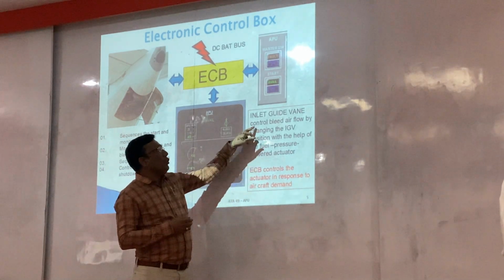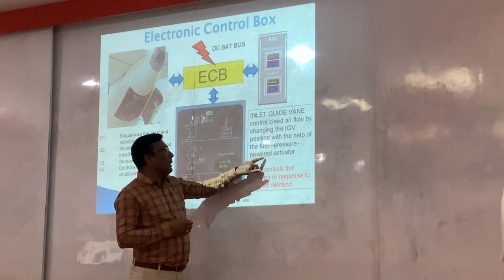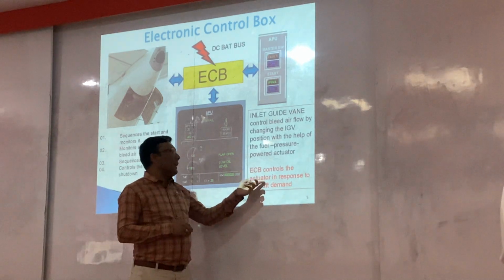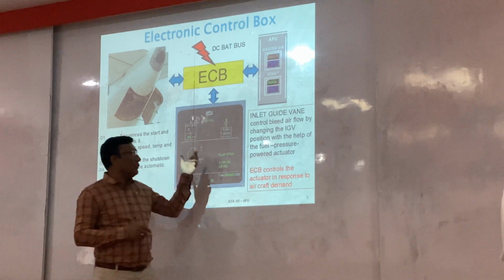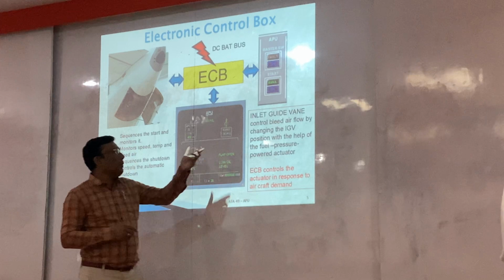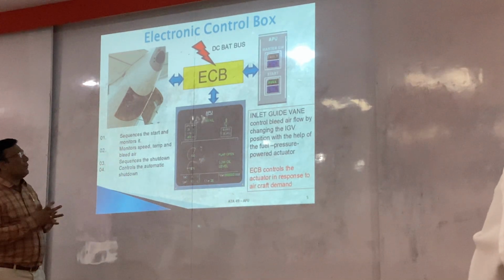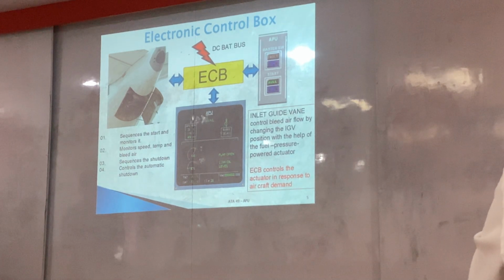The inlet guide vane controls bleed air flow by changing the IGV position with the help of the fuel pressure powered actuator. The ECB controls the actuator in response to the aircraft demand, and the actuator is setting the position of the inlet guide vane. So these are all the functions of the ECB, the electronic control box. As I told you, it is like the headache in the engine. The ECB is there in the APU.